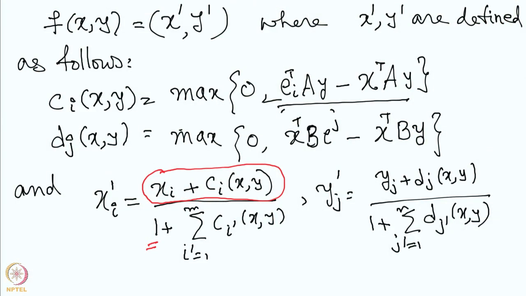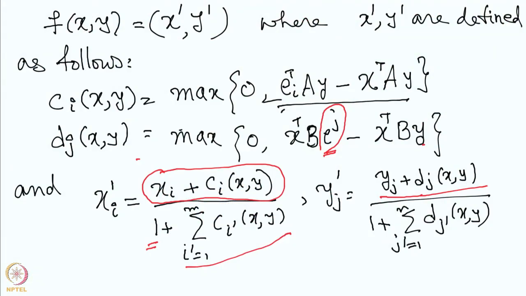So summing over all these, the sum over x_i is nothing but 1, and the sum over the c_i is exactly this. Similarly for player 2, d_j(x, y) gives the excess payoff player 2 will get by deviating to pure strategy e_j. If instead of playing y he deviates to the jth pure strategy, the excess payoff he is going to get is given by d_j(x, y). And if it is greater than 0, then player 2 would like to increase y_j in the direction of that d_j. The probability is y_j plus d_j(x, y), and then normalizing. Now f(x, y) is going to (x', y').